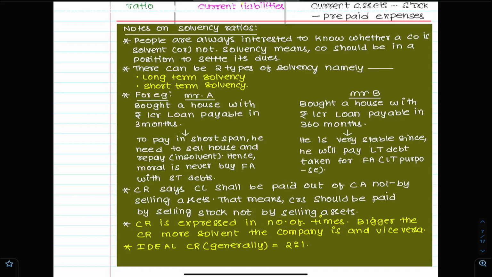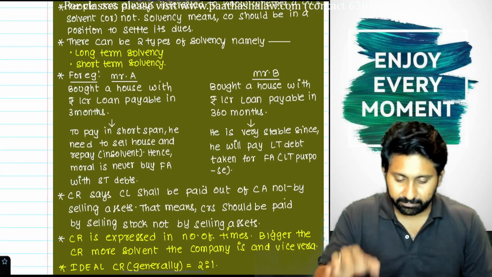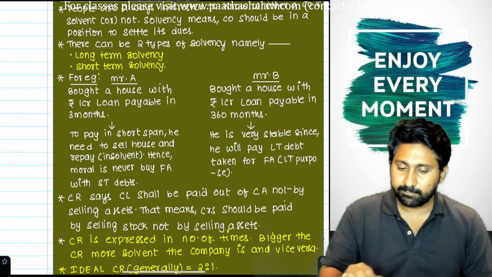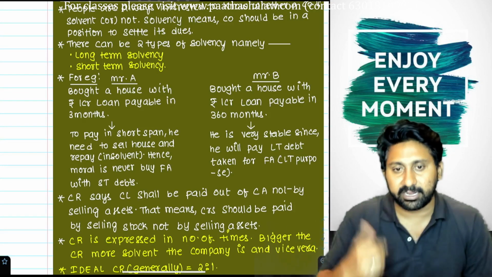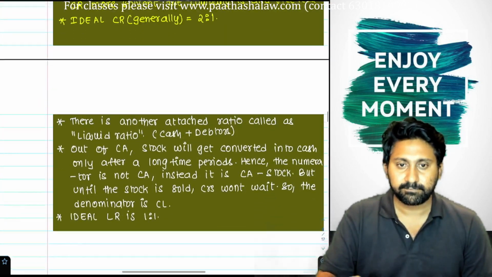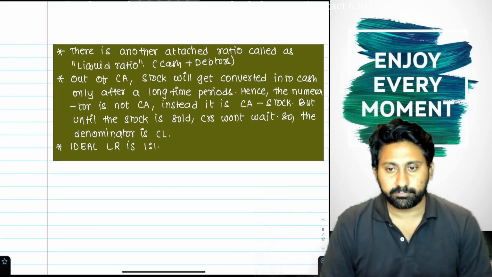So hope you understood everything. And the last point is current ratio is always expressed in terms of number of times. Okay, number of times means current assets are 2 times the current liability, 5 times the current liability. Like that we will express it. This is liquid ratio.